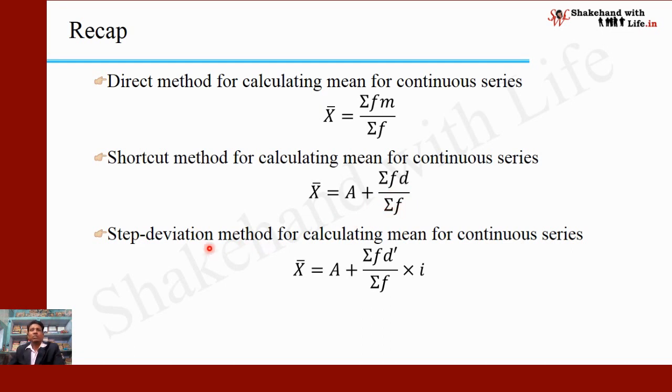The step deviation method for calculating mean for continuous series, x bar is equal to A plus sigma f d dash divided by sigma f, times I. D dash is the step deviation, and f is the frequency of each class interval, A is the assumed mean, and sigma f is the sum of the frequencies, I is the width of the class interval.